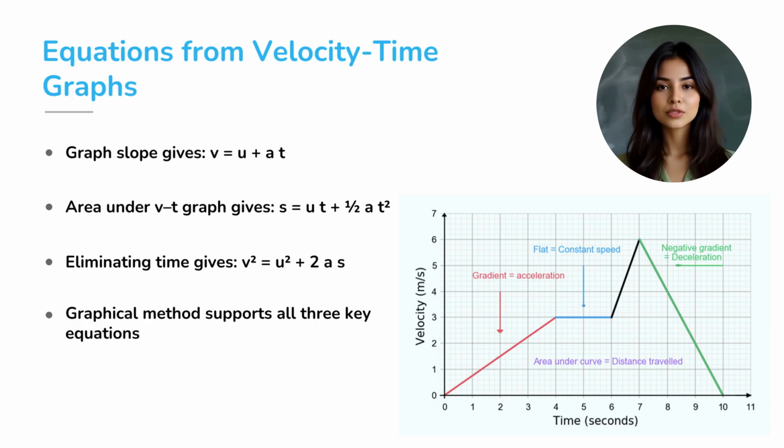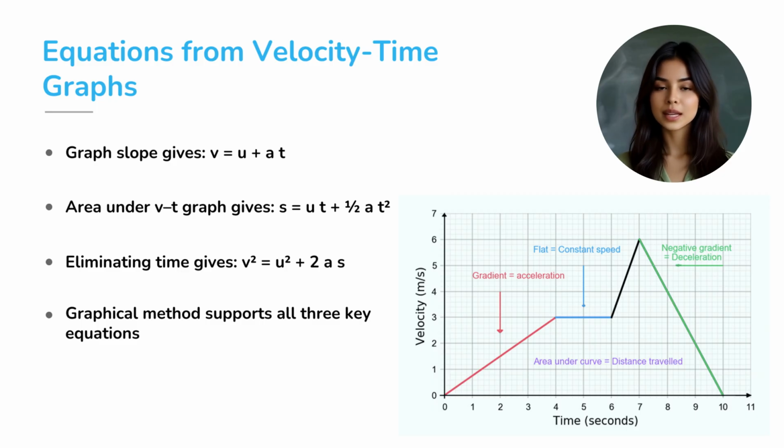First equation, from the slope of the graph, final velocity v equals initial velocity u plus acceleration a multiplied by time t. Second equation, from the area under the v-t graph. This area represents displacement. It forms a trapezium. Displacement s equals u times t plus 1/2 times a times t squared.